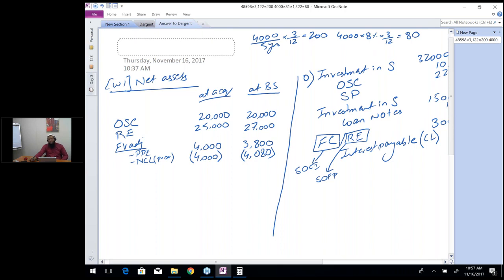So this is how we have incorporated the fair value adjustment in the working number 1. We have added 4,000 in the assets and 4,000 in the liabilities at the date of acquisition. And then we have depreciated the asset and we have unwound the liability.